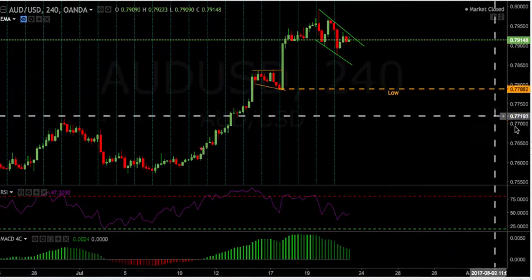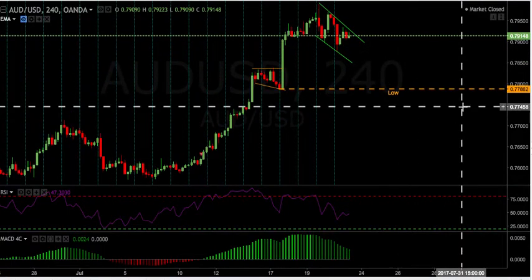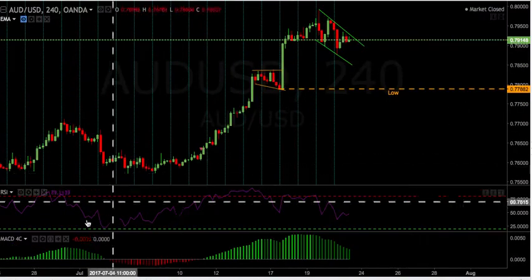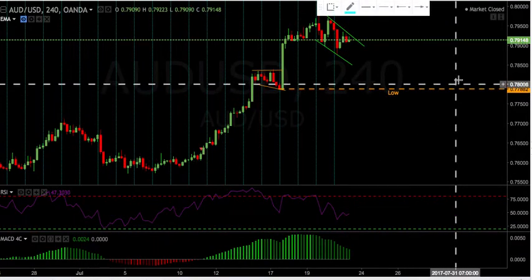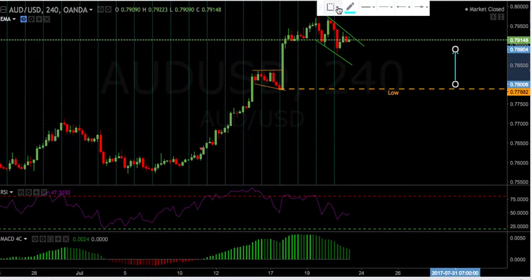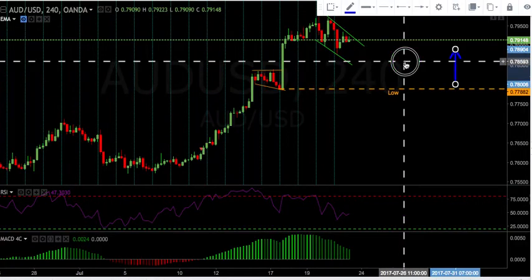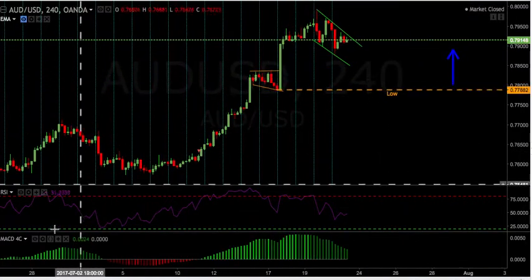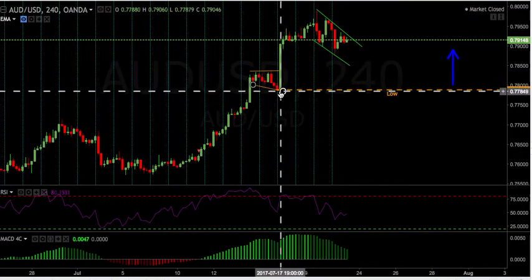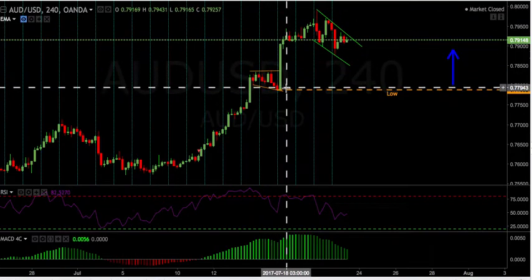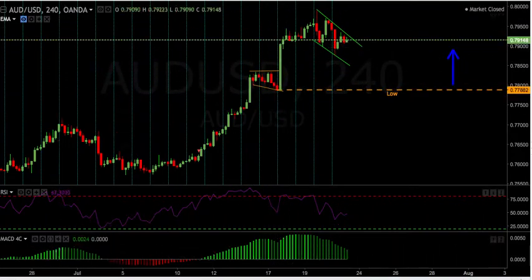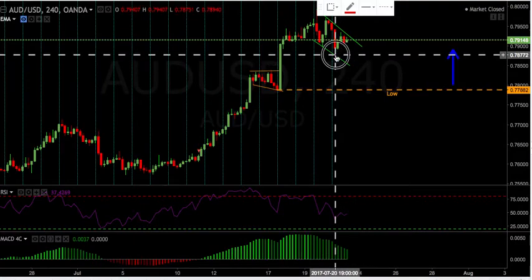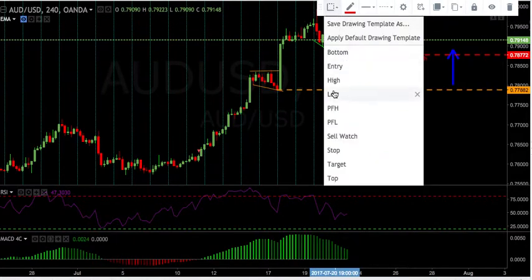Aussie dollar. Oh, didn't put it on here. Aussie dollar also is still bullish sentiment until we start breaking down some of these lows. Here's the most current low of impulse, and here's the low of the pattern.